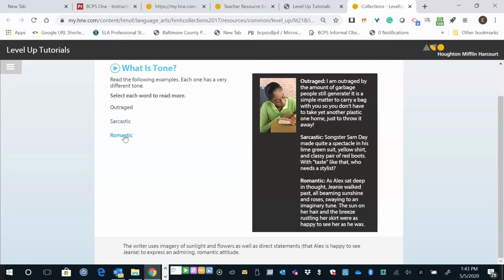Romantic. As Alex sat deep in thought, Jeannie walked past, all beaming sunshine and roses, swaying to an imaginary tune. The sun on her hair and the breeze rustling her skirt were as happy to see her as he was.